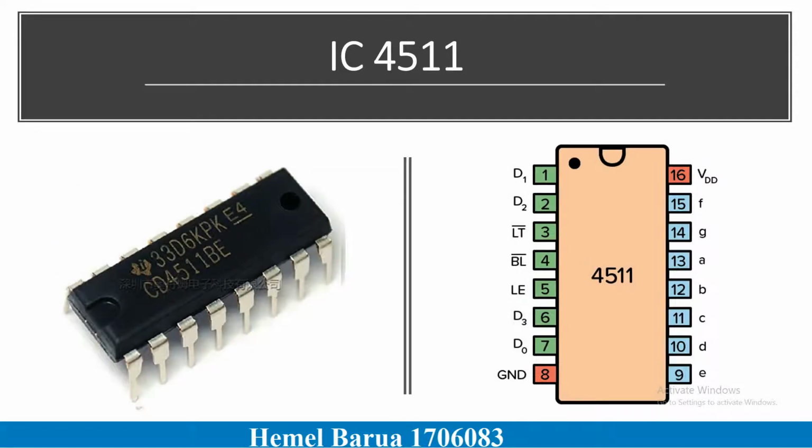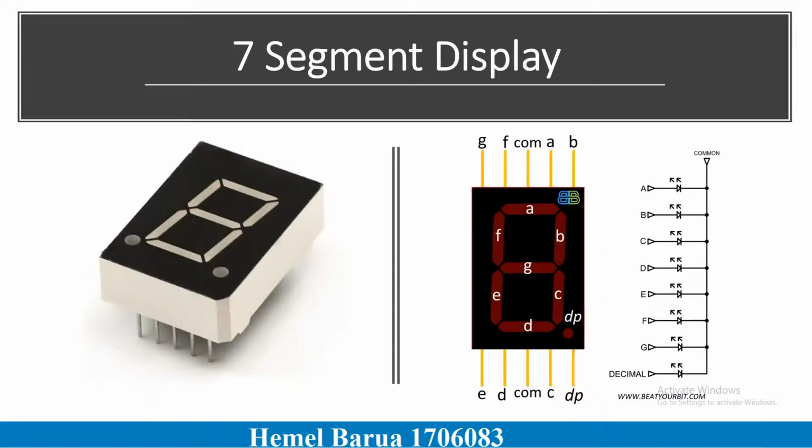IC 4511 is a BCD to 7-segment decoder driver. Its function is to convert the logic states at the output of up-down BCD counter into signals which will drive a 7-segment display. The display shows the decimal number 0 to 9. 7-segment display is made of 7 different illuminating segments. These are arranged in a way to form numbers and characters by displaying different combinations of segments.